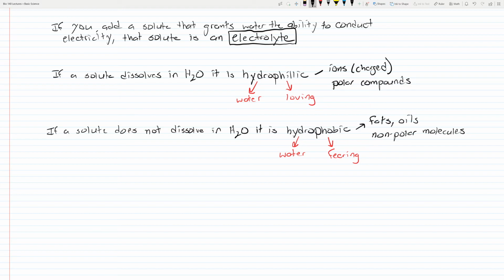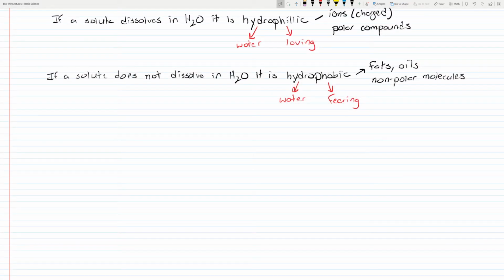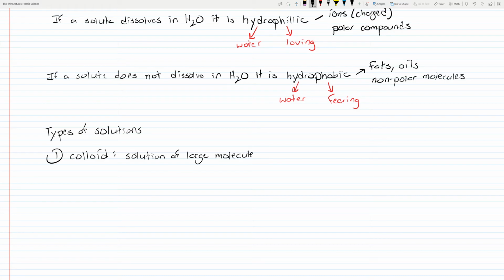Okay, so now we're going to talk about types of solutions. There's only two you really got to know. Okay, so we have these things called colloids. So we got number one. Okay, this is a colloid. Basically this is a solution of large molecules, and the way to think about them is gels.